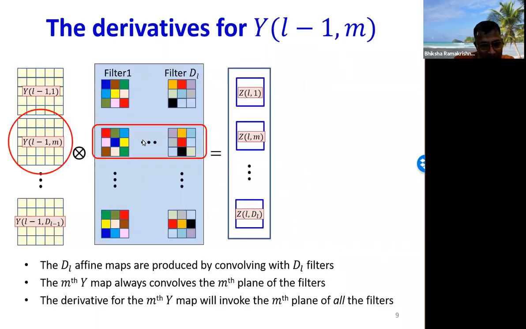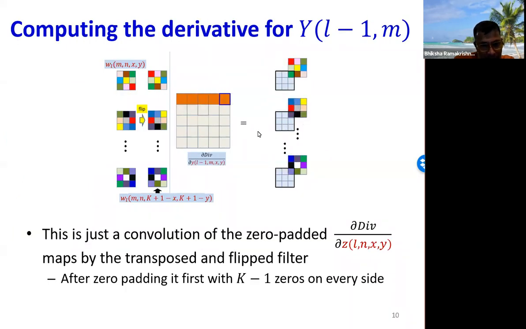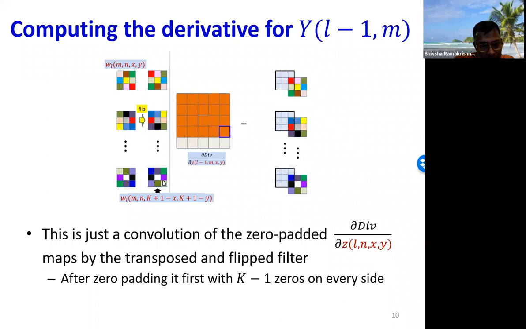And because you have as many of these planes as you have output affine maps, you're going to have one of these flipped planes per output affine map. We zero padded these affine maps, and then we convolved them with this collection of flipped filter planes. And the result of that convolution gave us the derivative for y L minus 1 m, namely the derivative for all of the components of the mth activation map of the previous layer. So this was step one.